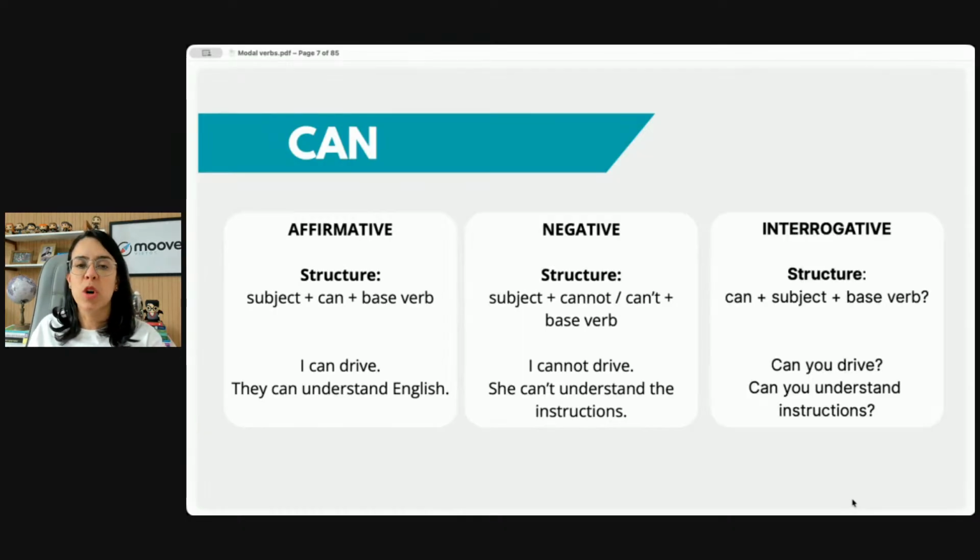And in the interrogative form, we just invert the auxiliary verb and the subject. So instead of I can drive, can I drive? You can drive. Can you drive? Can you understand instructions? So remember that you can also ask questions using what? What can you do very well? Where can you dance at night in the city? So you can use what, where, when, how, any interrogative pronoun.